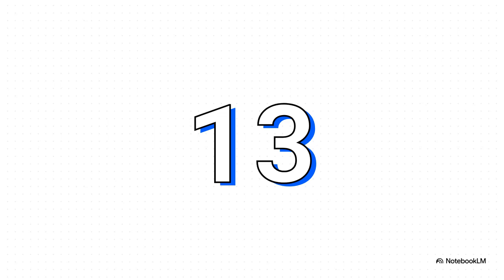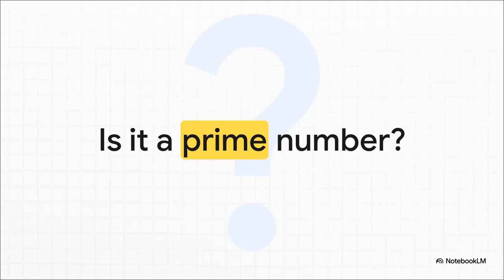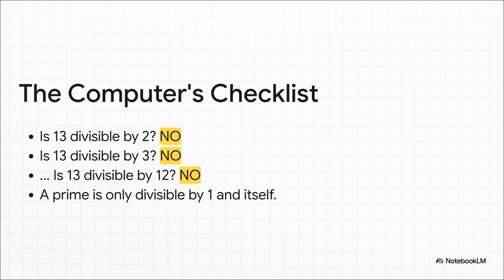Here's a number, 13. And here's the big question we're going to ask our program to answer, based on the logic from question 17 in our source material. Is this number, 13, a prime number? Now here's what you've got to understand. The computer doesn't just know the answer. It has to check. It uses a loop, combined with one of those conditional statements.